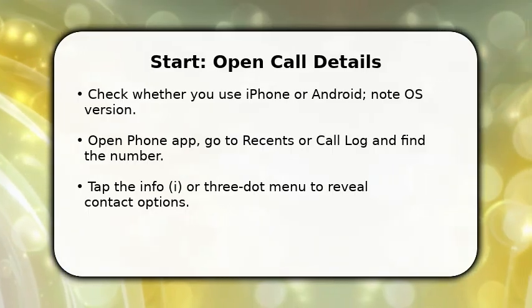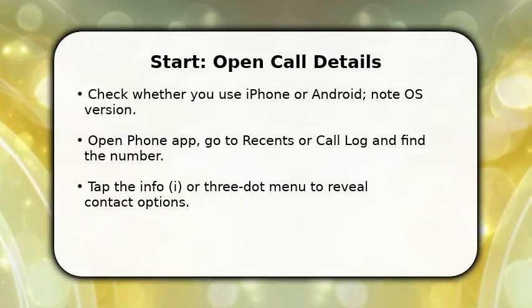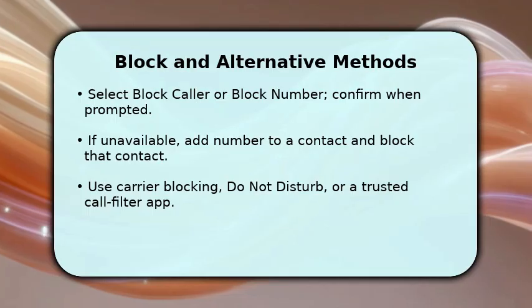You'll choose the primary blocking method now. Tap Block Caller and confirm. This prevents incoming calls, texts, and FaceTime on many devices.